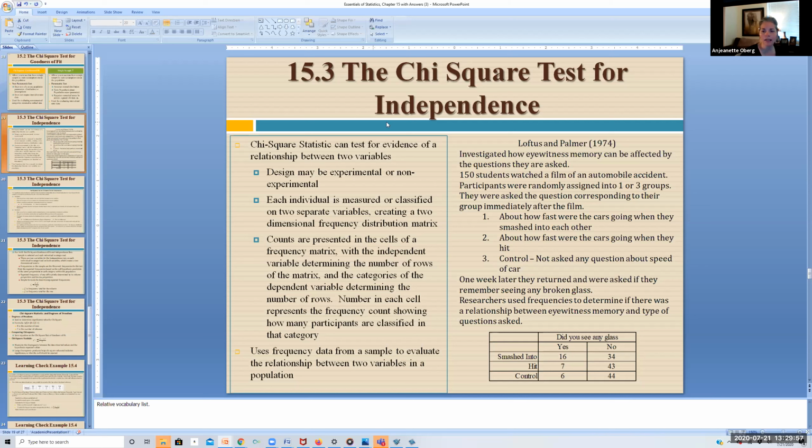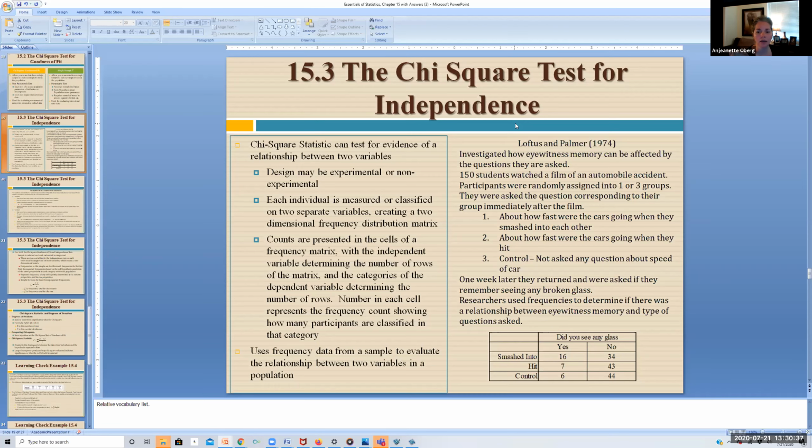So here's an example. Elizabeth Loftus, who is a famous memory researcher out at UC Irvine. If you have an opportunity to go to UC Irvine and you're interested in cognitive science at all, oh my gosh, she's incredible. She's a legend. Elizabeth Loftus and her partner Palmer did a research study starting way back in 1974. They started to investigate the suggestibility of memory, or false memories. In this particular study, they investigated how eyewitness memory can be affected by the types of questions that you ask. They had 150 students watch a film.